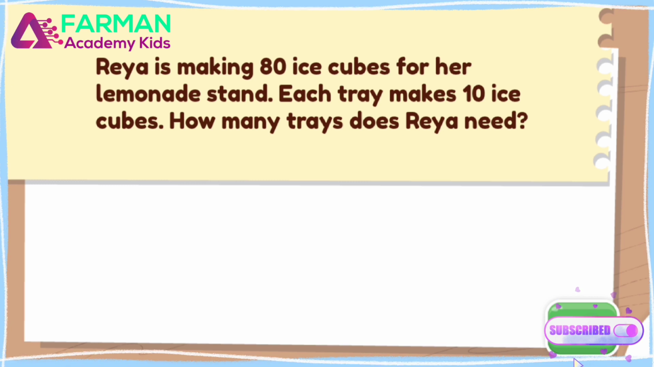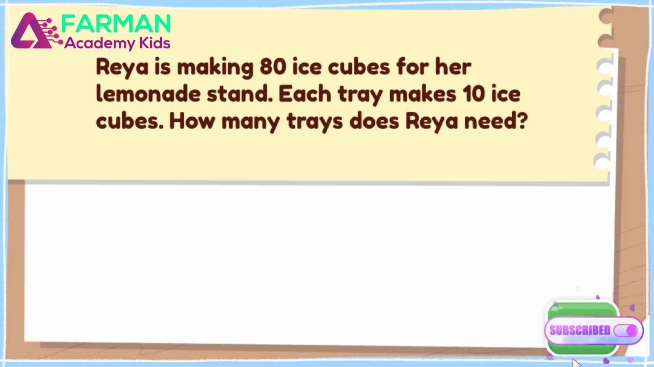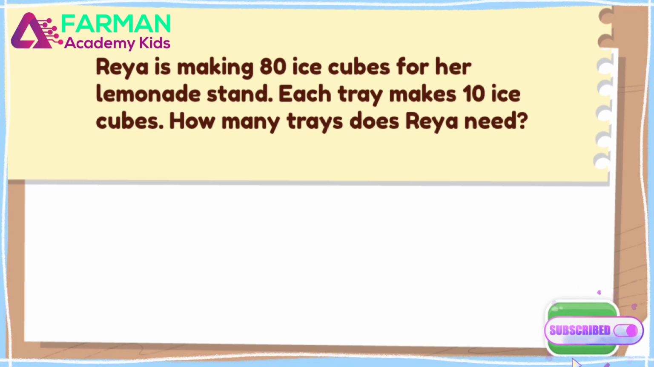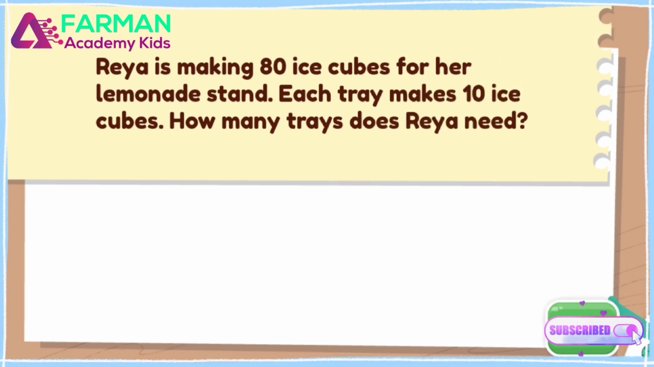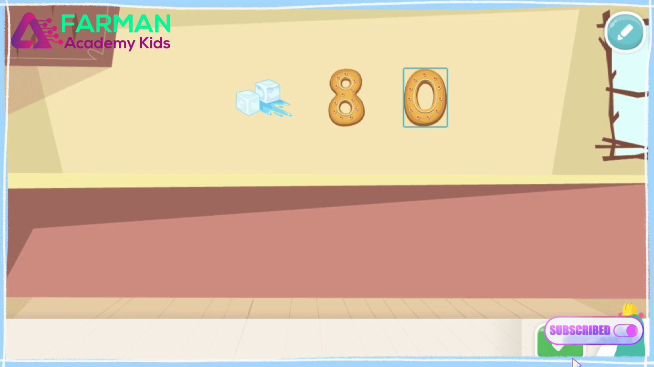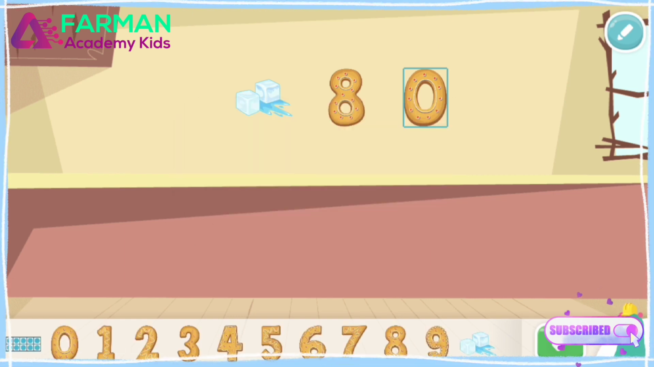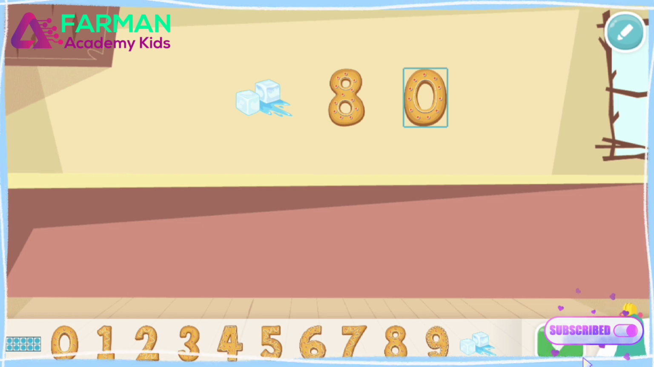Rhea is making 80 ice cubes for her lemonade stand. Each tray makes 10 ice cubes. How many trays does Rhea need? Let's skip count by tens to get to 80. Rhea needs 80 ice cubes, but each tray only makes 10. How many groups of 10 will it take to get to 80?